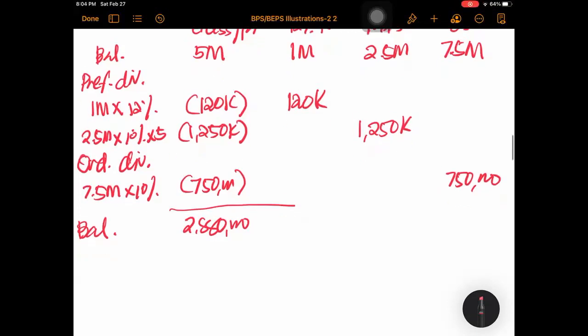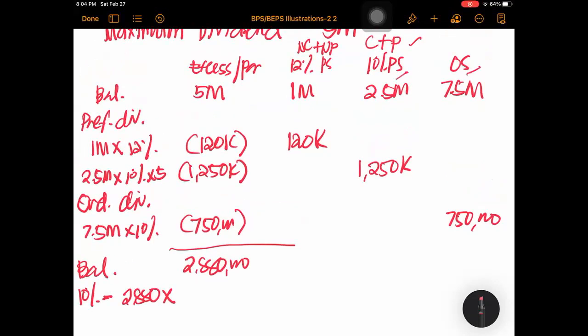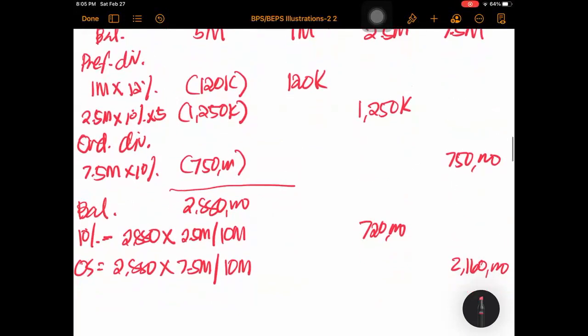Then your ordinary share. So therefore 10%, okay, that's 2,880 times the proportion 2,500,000 plus 7,500,000, that's 10 million. So times 2.5 M divided by 10 M. That's 2,880 times 2.5 divided by 10. That's 720,000. So that goes to the 10%. Then for the ordinary, that's 2,880 times 7.5 M divided by 10 M, times 7.5 divided by 10. That's 2,160.